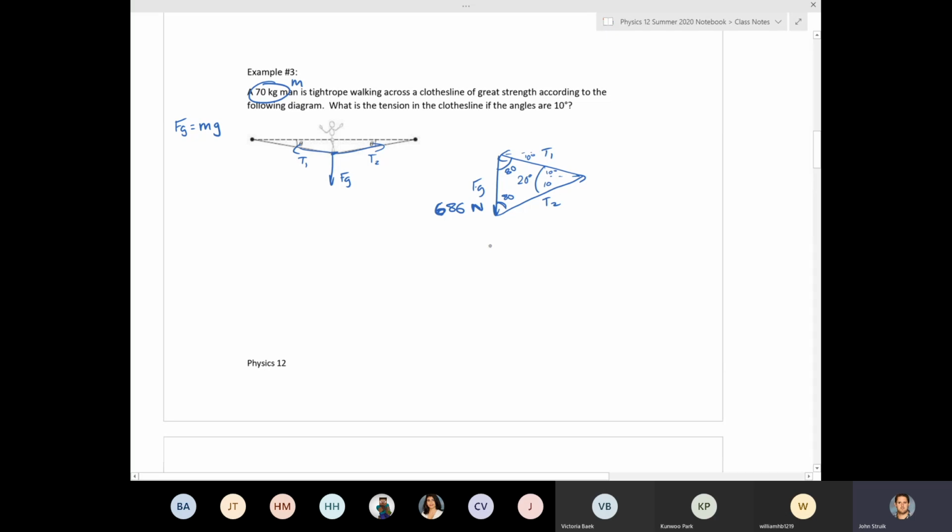So then we'll just go T1 over sine 80 equals 686 over sine 20. And T1 is going to equal T2, so we don't have to do it twice. 686 sine 80 divided by sine 20. So tension is equal to 1975 newtons. Okay, any questions about that?